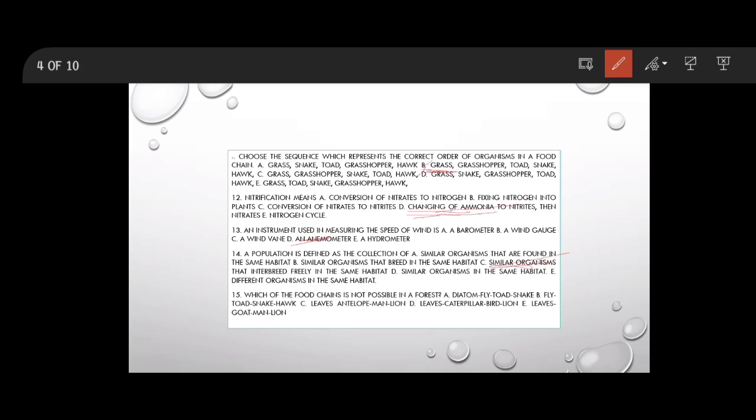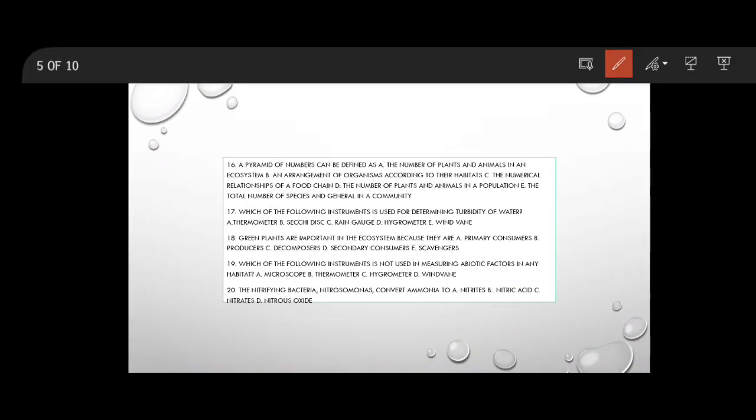We have leaf. Goat can feed on leaf. Man can feed on goat. Then lion can feed on what? On man. So the option that is our correct answer will be what? The one with diatom, which is what? An aquatic plant. This is our answer.